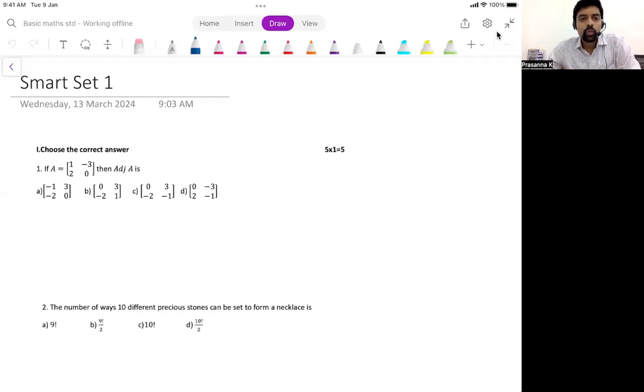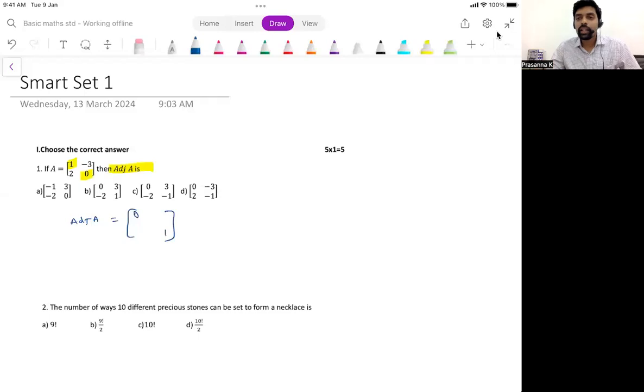Go through the first question. If A equals [1, -3; 2, 0], then find the adjoint of A. Finding the adjoint of A for a 2 cross 2 matrix is very easy. You just have to interchange the principal diagonal elements. Here the principal diagonal elements are 1 and 0. Interchange that, and you will get 0 and 1.